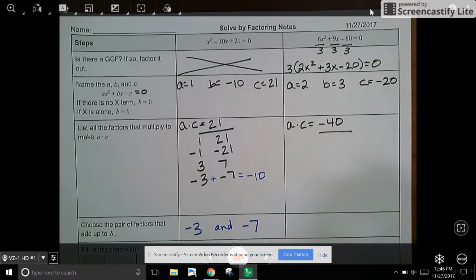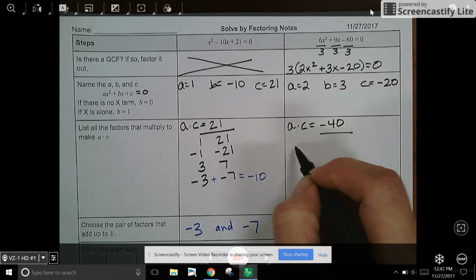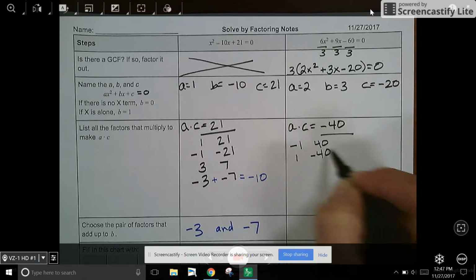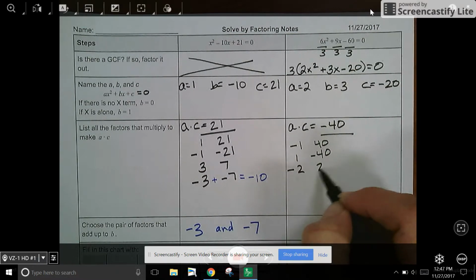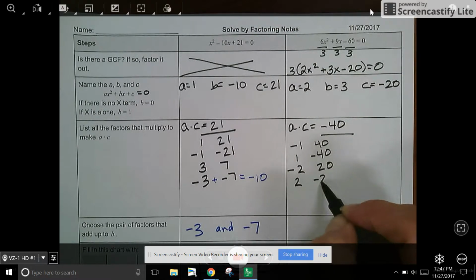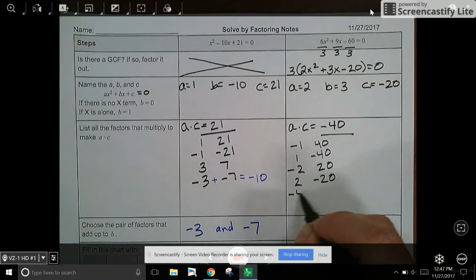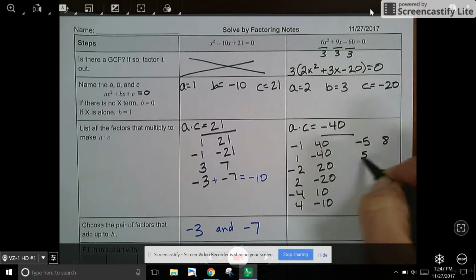So I'm going to come back here and make my list of factors that multiply to be negative 40. When you're multiplying, one number needs to be negative. So I've got negative 1 and 40, positive 1 and negative 40, and I'm looking for the pair of numbers that not only multiply to be negative 40, but when I add them, they equal 3. I can do negative 2 times 20 and positive 2 times negative 20. 3 does not go into 40, but 4 does. I can do negative 4 times 10 or positive 4 times negative 10. And 5 can go into 40, so negative 5 times 8 and positive 5 times negative 8.